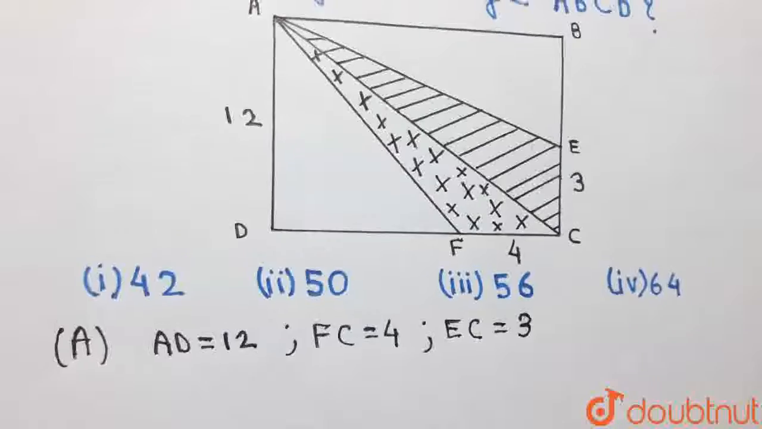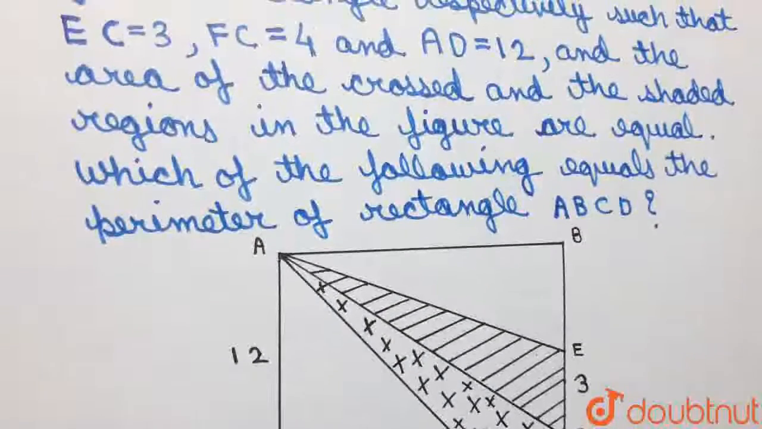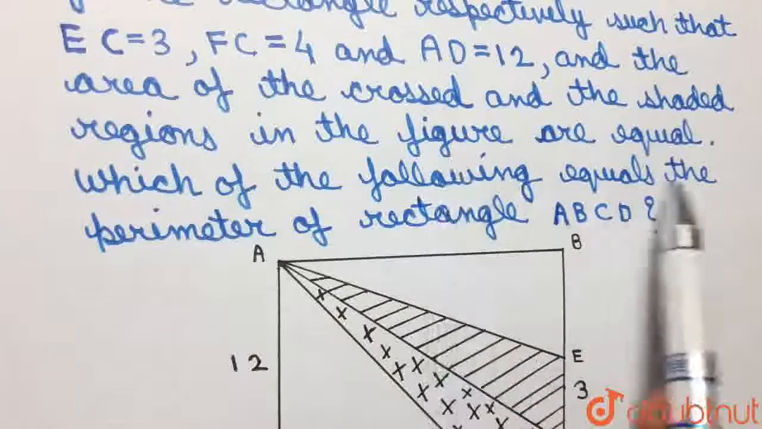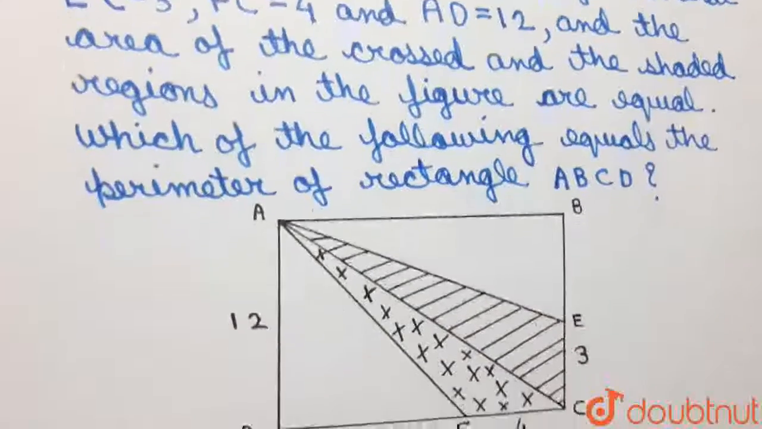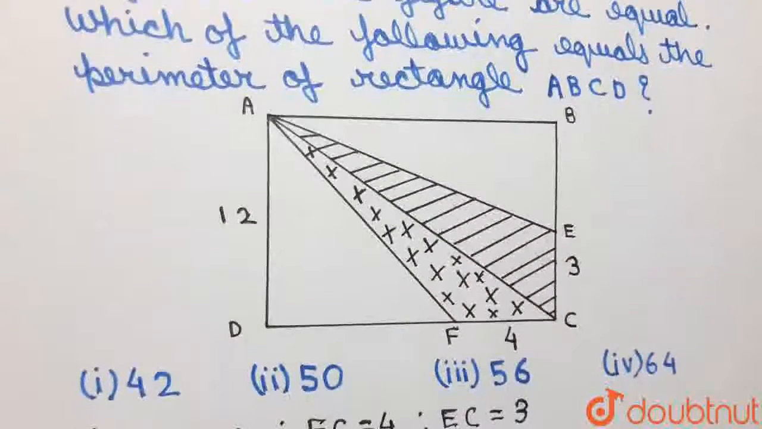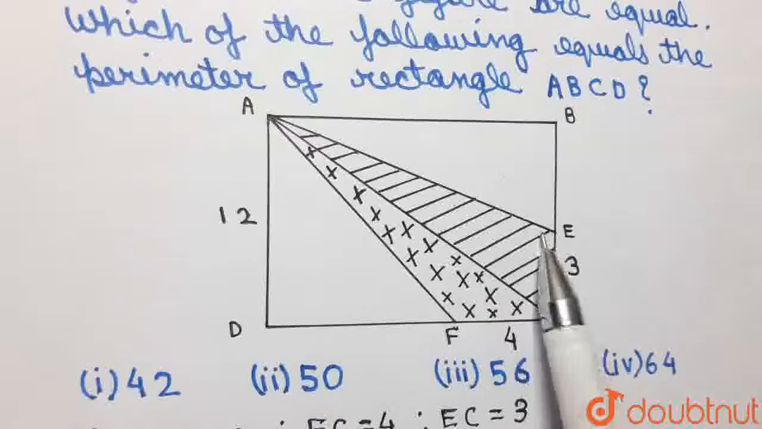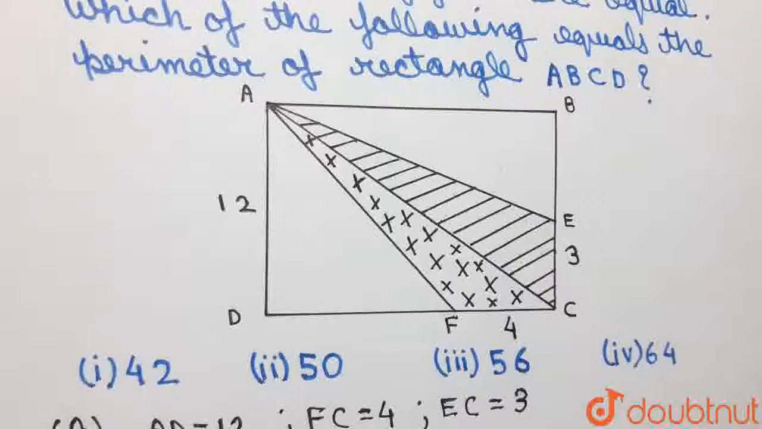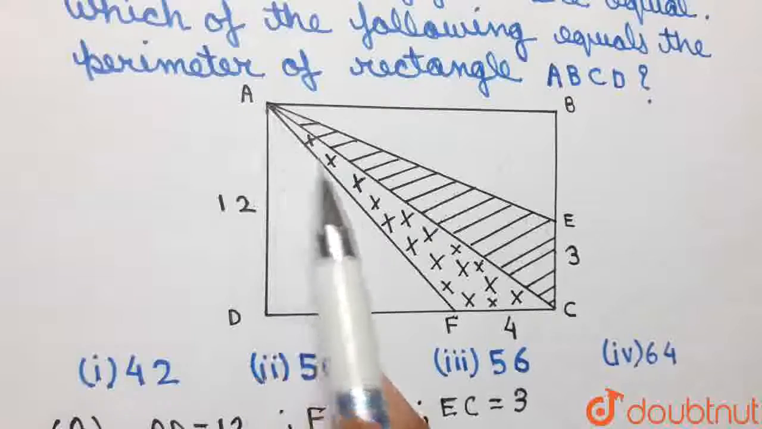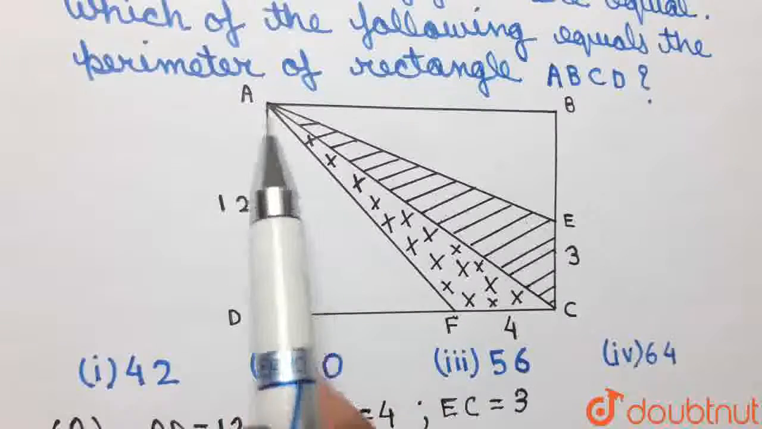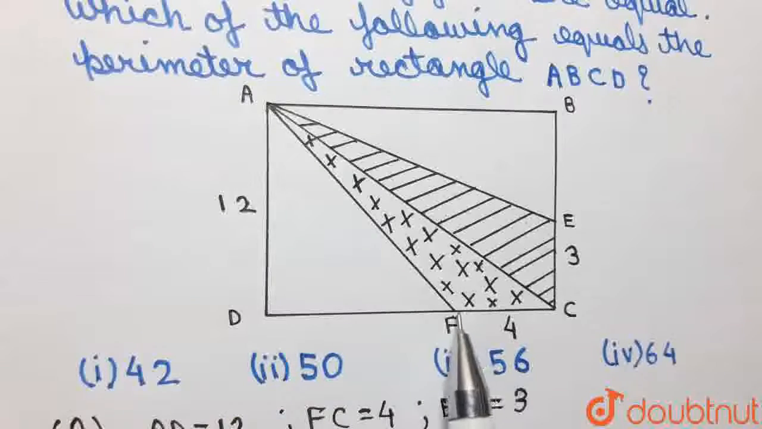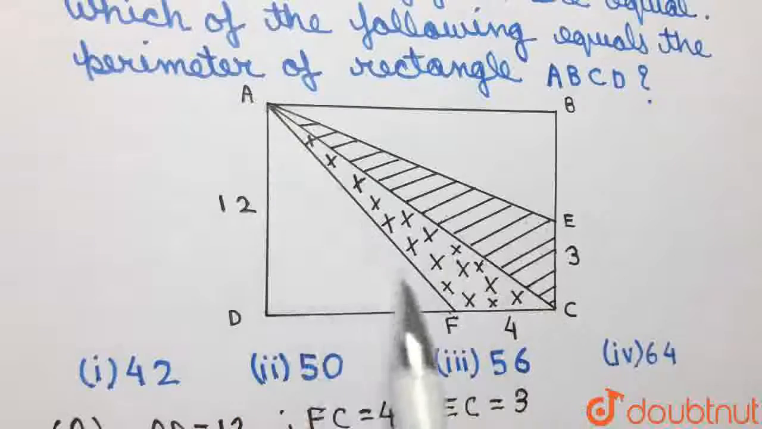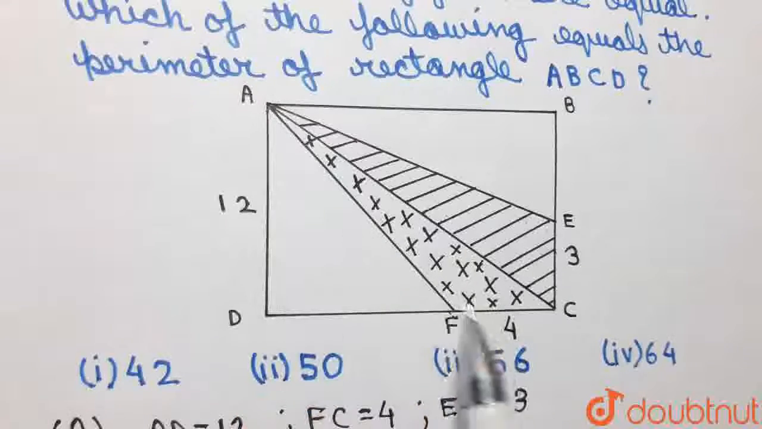Going back to the question, it has been mentioned that the areas of the crossed and the shaded regions in the figure are equal. So what we have to do is find the areas of these two regions, the crossed region and the shaded region. If we consider the crossed region, the region starting from point A going to point F, from F to C and then back to A, we observe that it is an obtuse angle triangle.